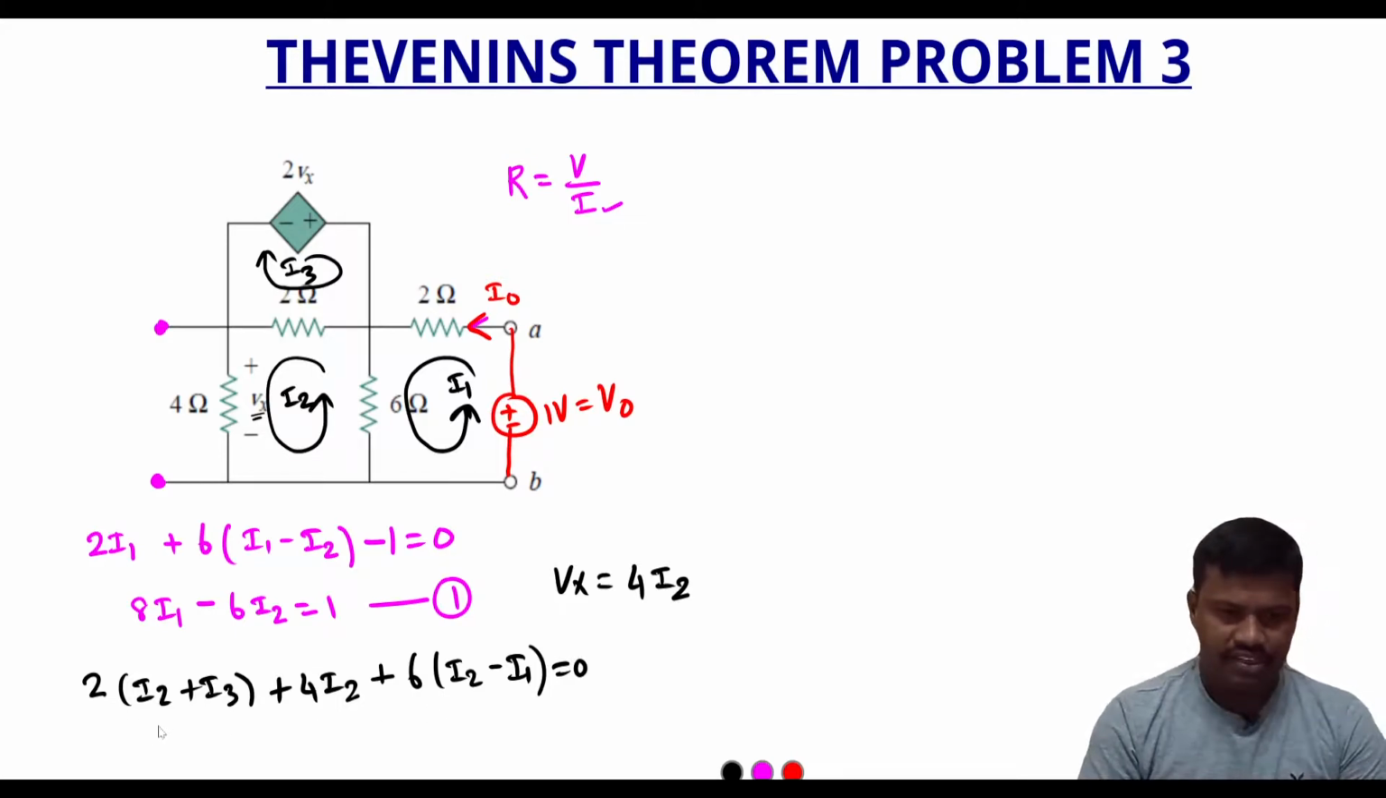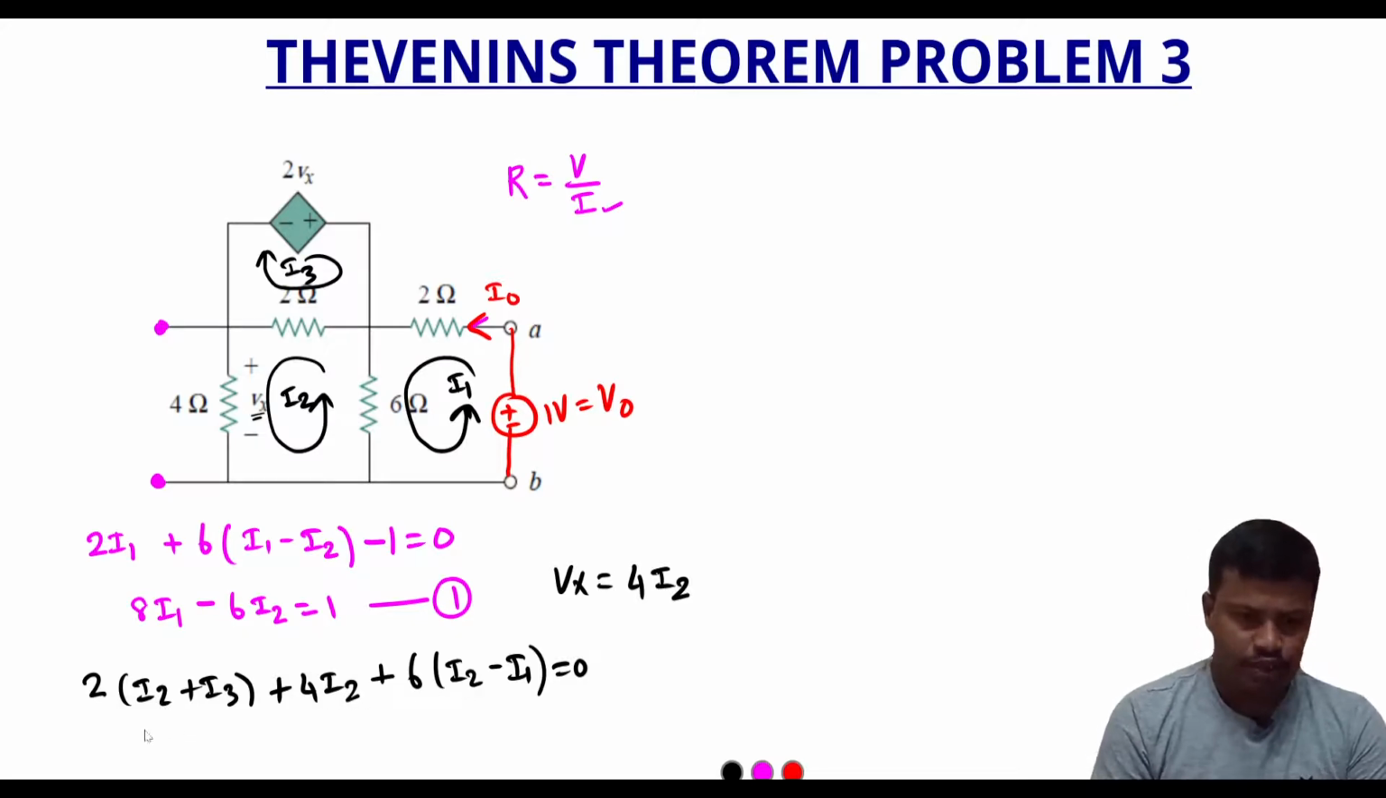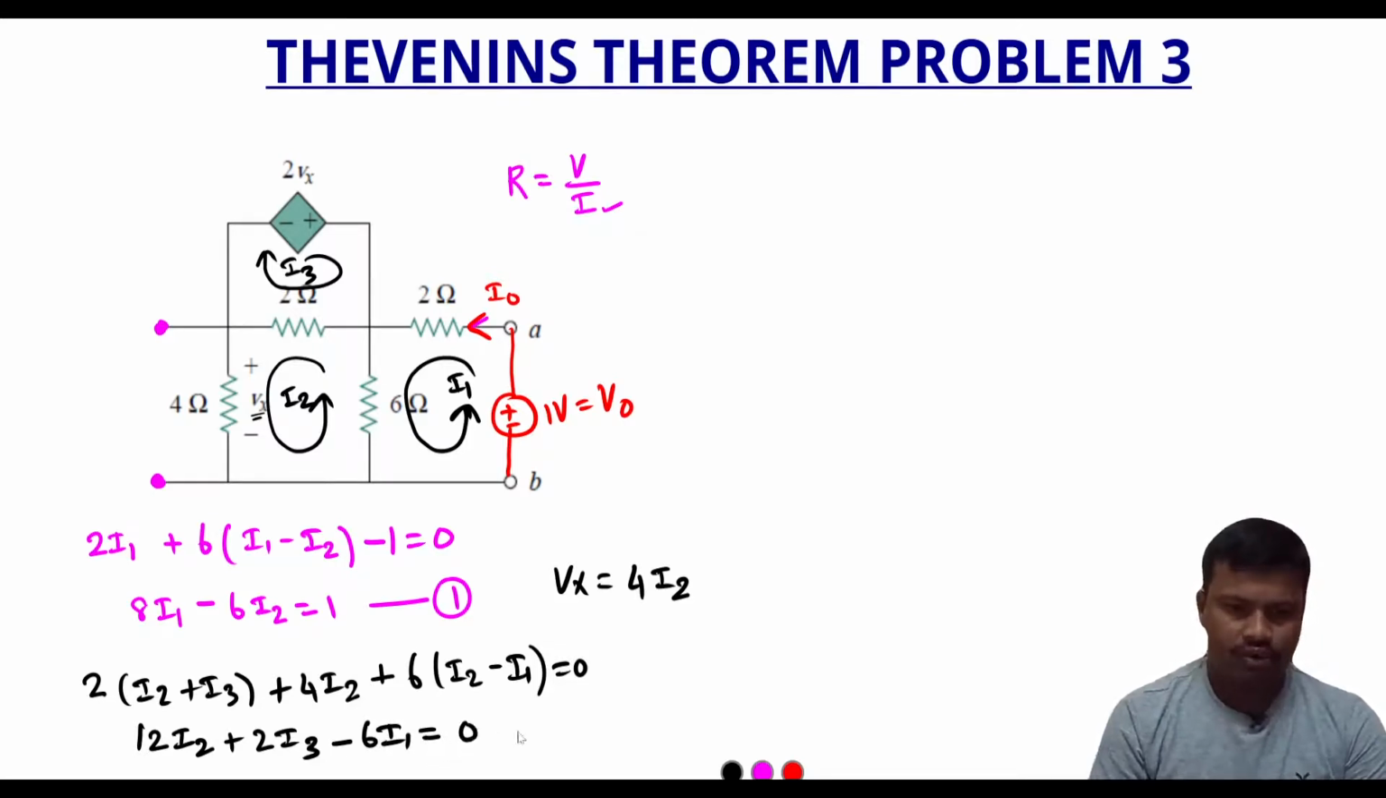Now when simplifying this equation, the I2 terms are 2I2 plus 4I2 which is 6I2, plus 6I2 which will be 12I2. So we can write 12I2, and the I3 term is only one term, that is 2 into I3, and the I1 term is only one term, that is negative 6I1, equal to 0. Let us say this is equation number 2 and this is equation number 3.